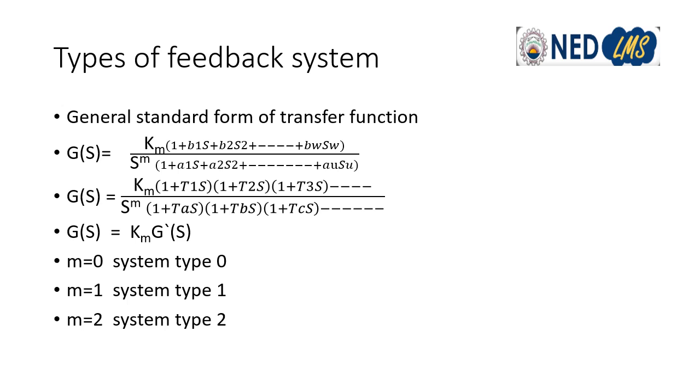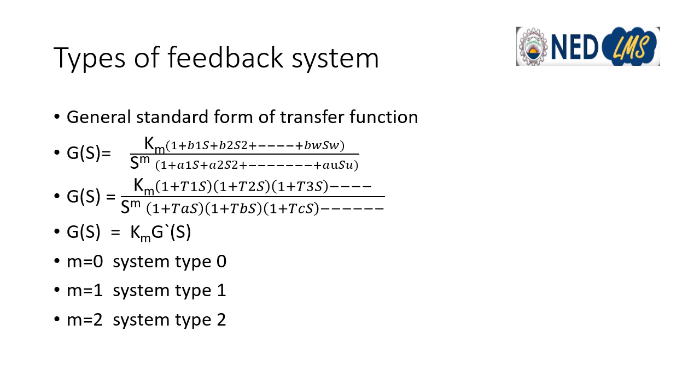So this is the transfer function in polynomial form, or in the factored form we'll write G(s) equals K (1 plus t1 s)(1 plus t2 s)(1 plus t3 s), and so on up to the number of zeros we have in the above polynomial, divided by s raised to the power m, multiplied by (1 plus ta s)(1 plus tb s)(1 plus tc s), and so on up to the number of poles we have in the polynomial above.